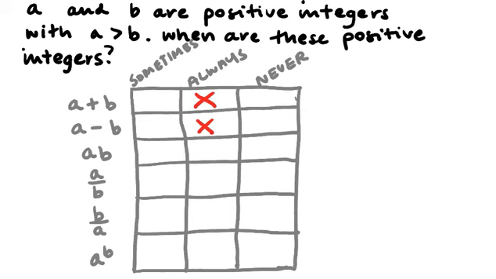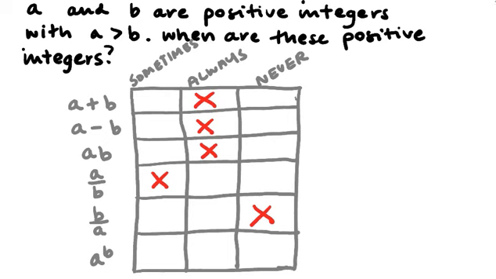A times b is always going to be a positive integer. A divided by b: maybe a was 9 and b was 3, and that could be a positive integer. But if a was 10 and b was 9, 10 divided by 9 is not an integer. So that's sometimes. B divided by a: if b is smaller and it's positive, that means it's at least 1, so this can't be an integer. This will never be an integer.